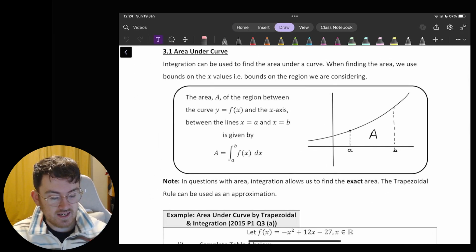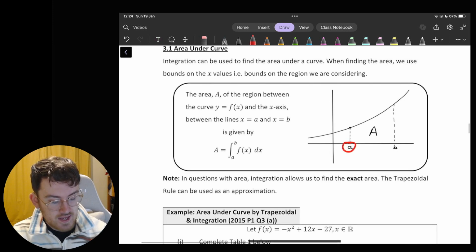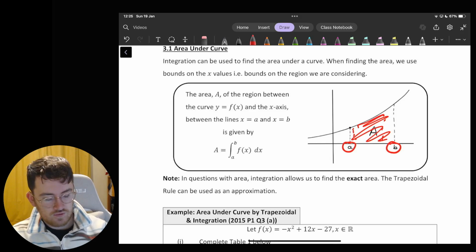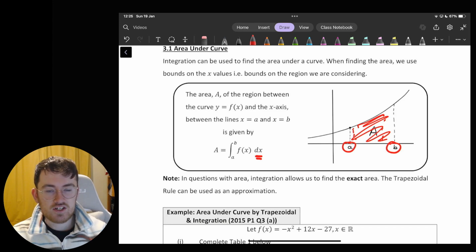The general idea is that if I have two x values, a and b, and I want to find the area created between the curve, those two x values and the axis, then I do the integral of the function between a and b for variable x. It's important that the variable I'm integrating with respect to is the same variable as the axis I want to go to and for the bounds that I have.